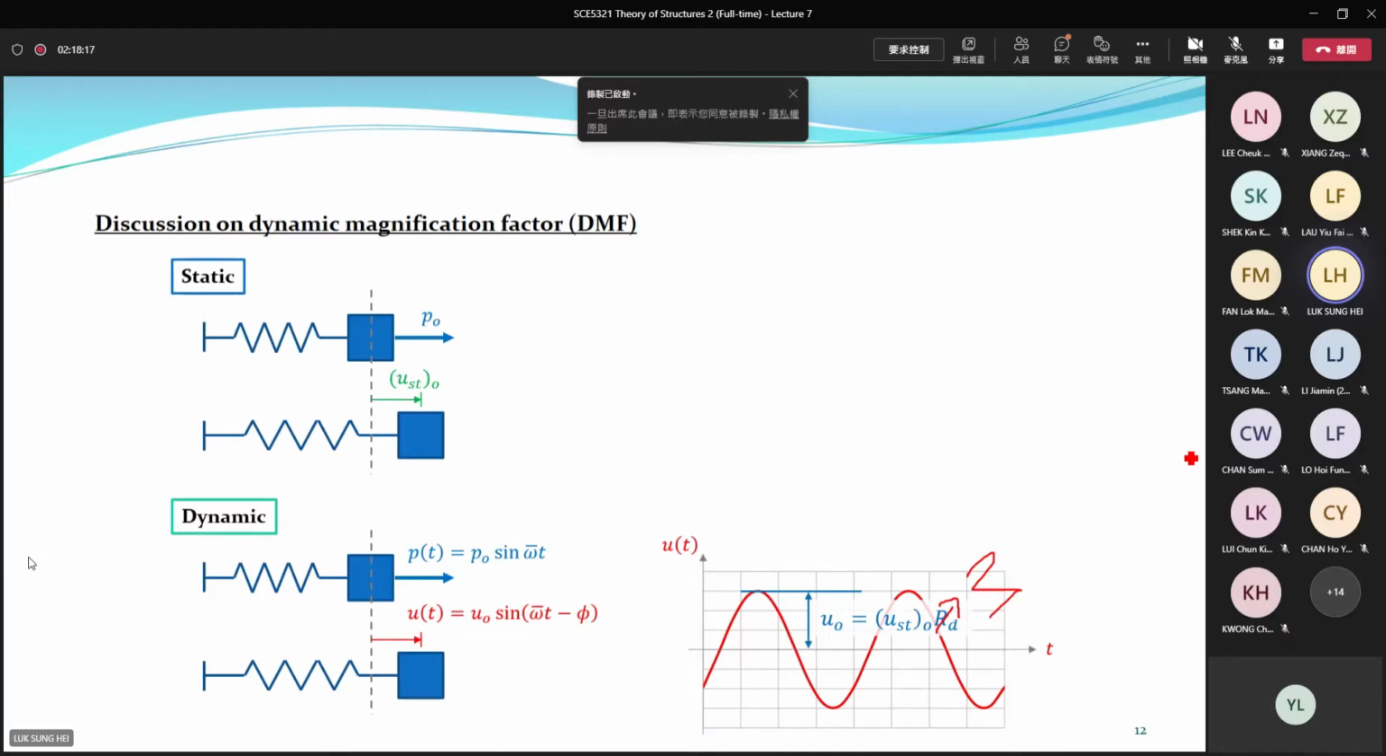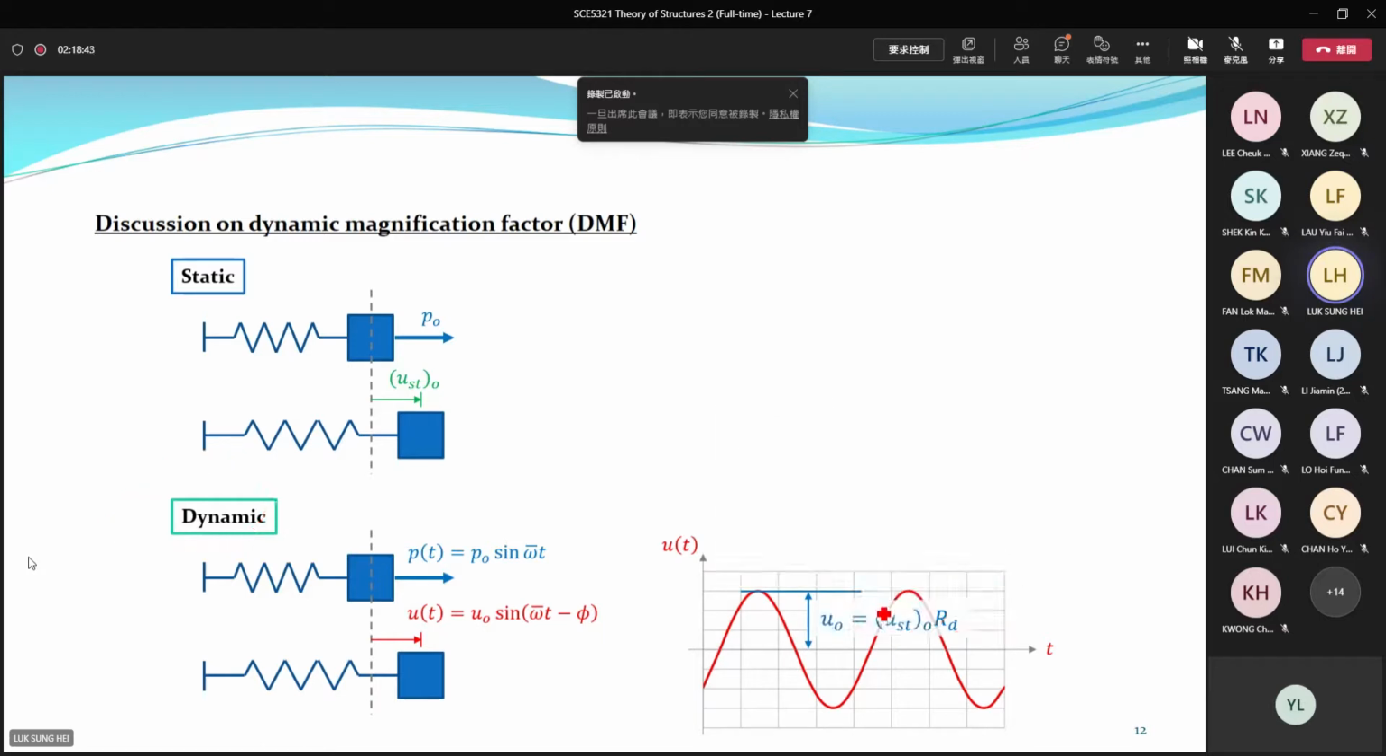So that's why when you consider dynamic force, sometimes the dynamic force can make the result n times bigger than the static values. Okay, you may have this kind of mindset. When you talk about dynamic, sometimes the displacement, the response may be n times bigger, depending on the value of RD.